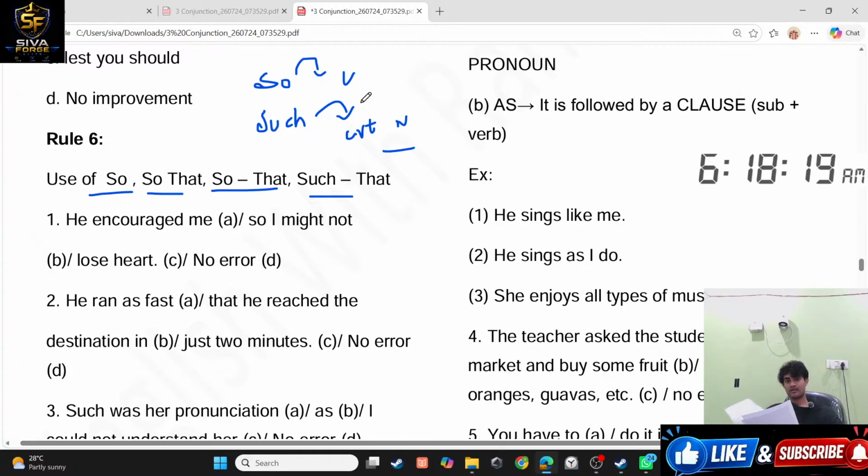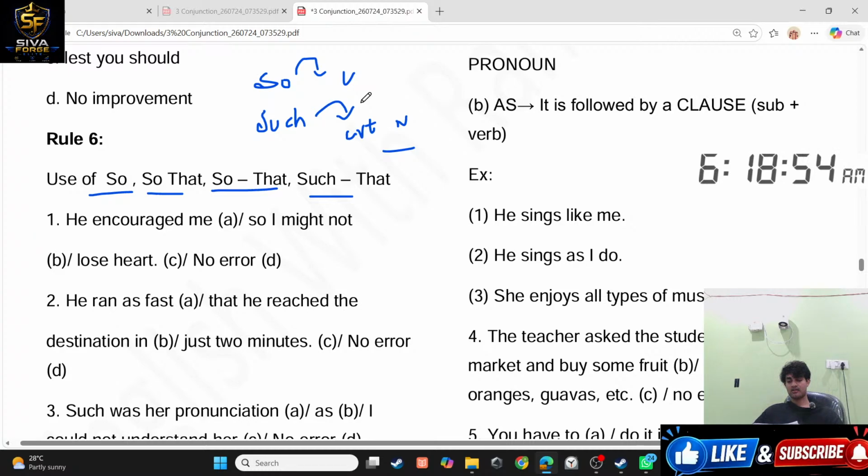Next one is, so tells the conclusion. So that tells the result. So that, he is weak, so he cannot walk. So tells the conclusion. We eat so that we may live. So that tells the purpose. So tells the conclusion. So that tells the purpose.